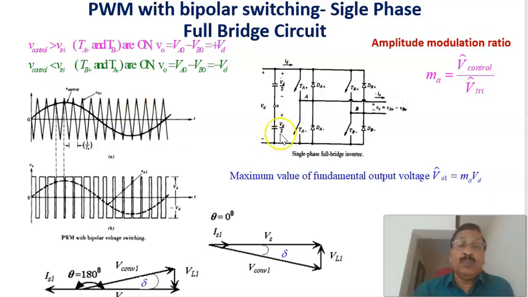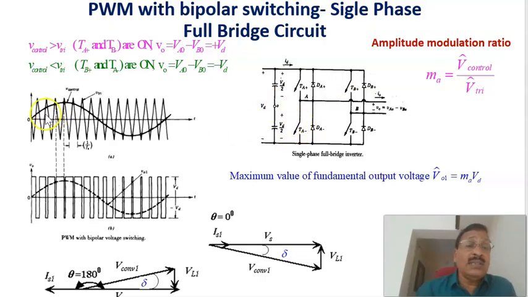And why I'm telling you that: the logic to switch here is that if the magnitude of the modulating signal is more than the triangular signal, then these two switches are made to turn on. And if the modulating signal is less than the triangular signal, these other switches are on.